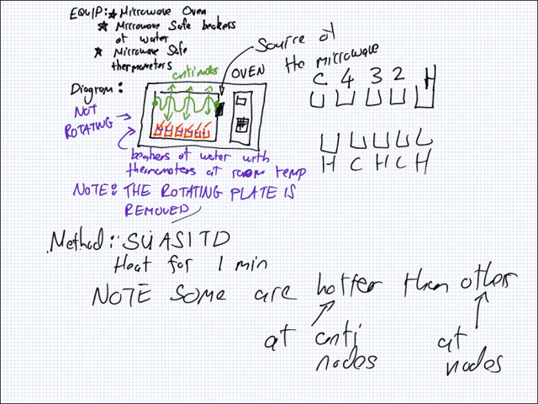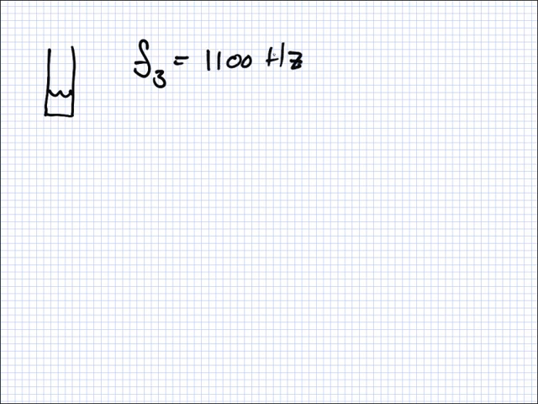Okay, can we go down to the next example? I want to do an example of an end correction. So the example that we did earlier, do you remember with the pipe? I'm going to change that a little bit now. I'm going to say the third harmonic is at 1100 hertz, and the fifth harmonic is at 1800 hertz.